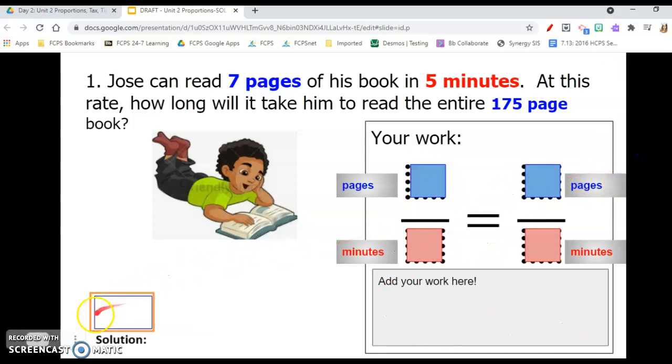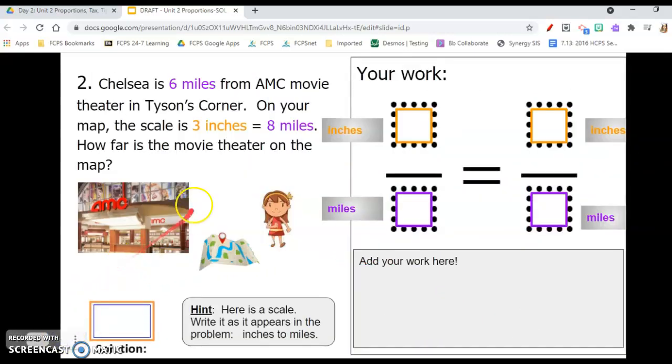Okay, let's go to our next problem. Problem number 2. Chelsea is 6 miles away from the AMC movie theater in Tyson's Corner. On your map, the scale is 3 inches to 8 miles. How far is the movie theater on the map? So here's a hint: this is a scale problem. Write it as it appeared in the word problem, inches to miles.